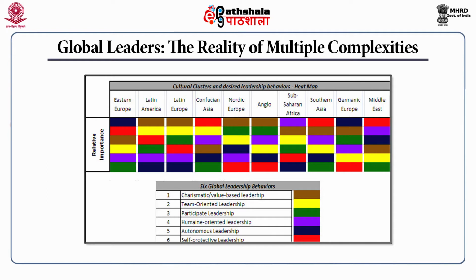So we can say the Eastern Europe cluster doesn't follow participative leadership style, has very less humane-oriented leadership, and they are more inclined towards the autonomous style of leadership. The same has been given for Latin America, Latin Europe, Confucian Asia, Nordic Europe, Anglo, Sub-Saharan Africa, Southern Asia, Germanic Europe and Middle East.